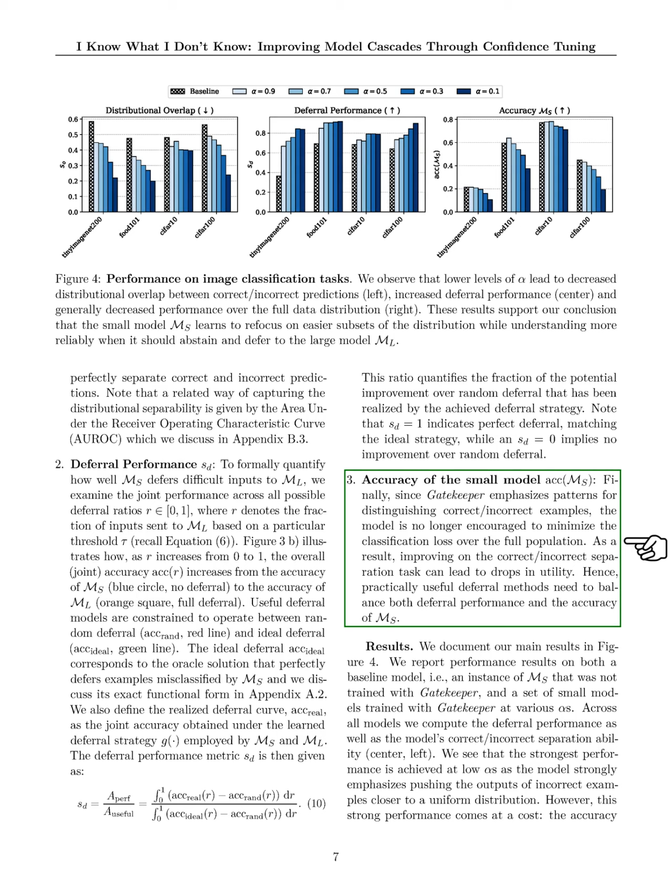In our results, we present performance data for both a baseline model and small models trained with Gatekeeper at various settings. We find that lower settings yield better deferral performance but at the cost of the small model's accuracy. Conversely, higher settings maintain or even improve accuracy but may not enhance deferral performance as much.